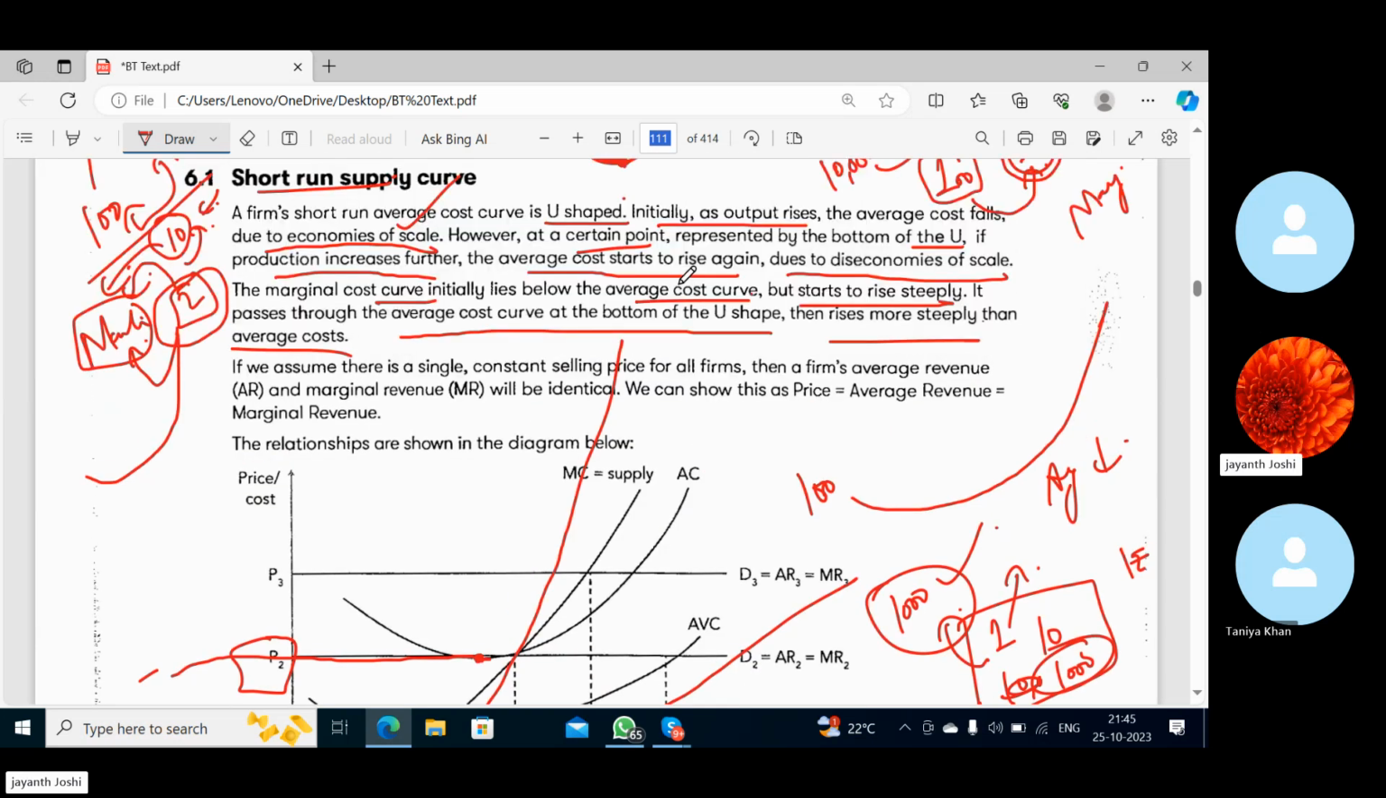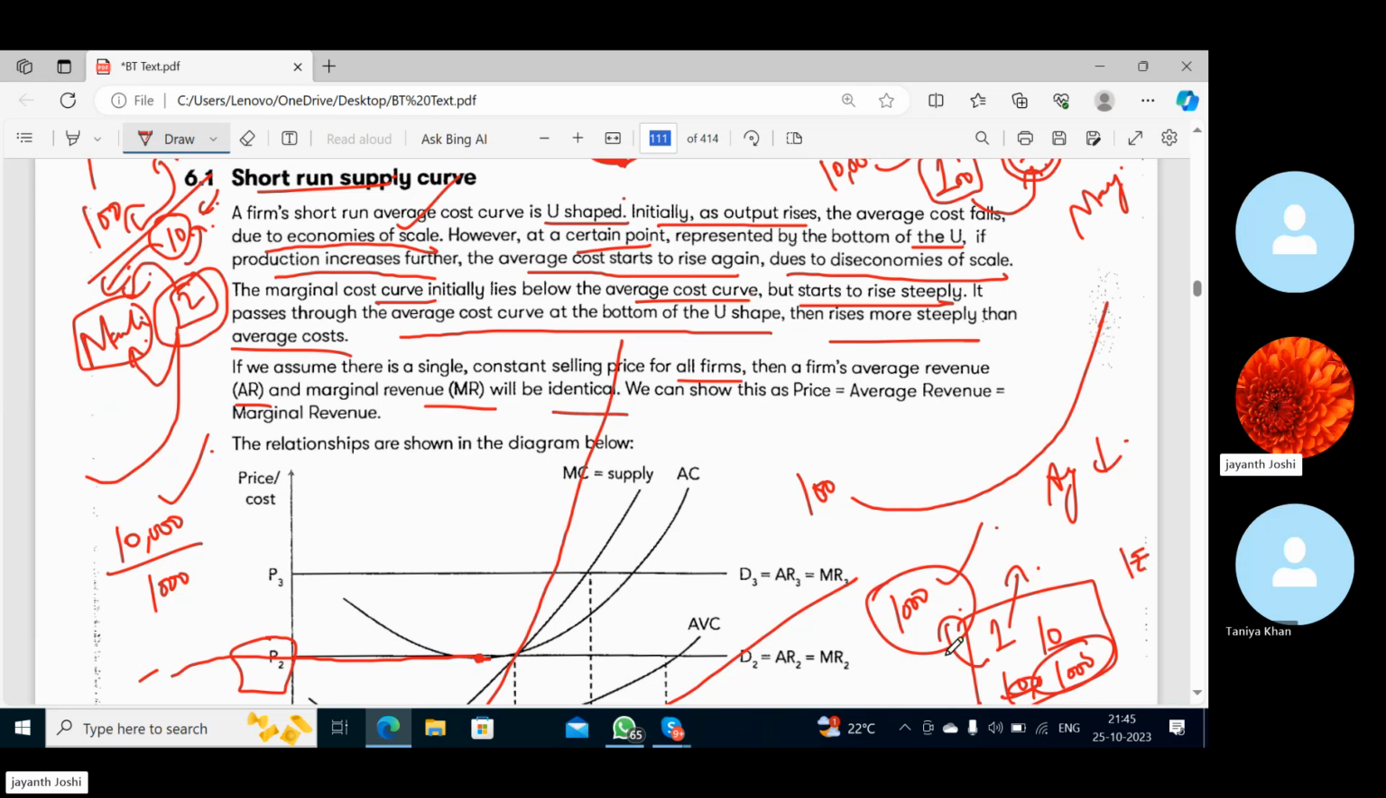So, a steeper marginal cost curve. If we assume a single constant selling price for all the companies, then a firm's average revenue is the revenue generated, say 10,000 rupees, divided by 10,000 units. So on average, for one unit, it is 10 rupees. Average revenue and marginal revenue will be identical.